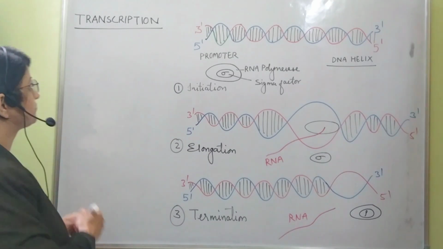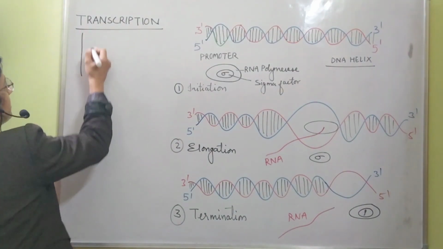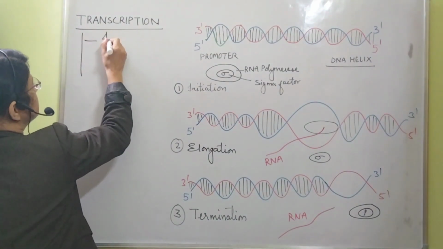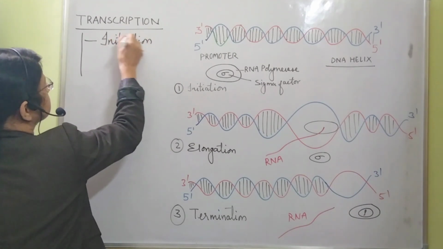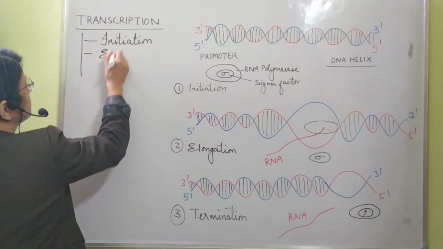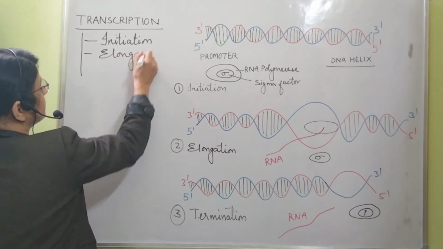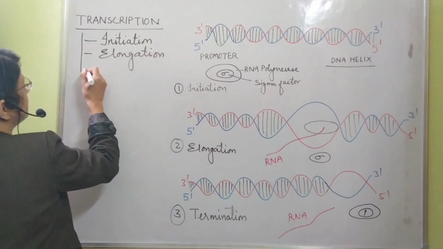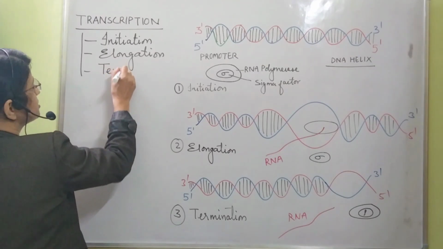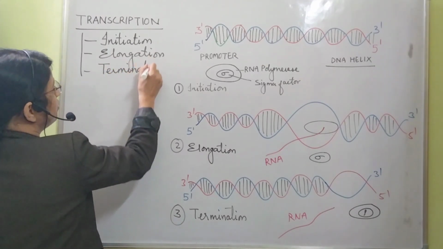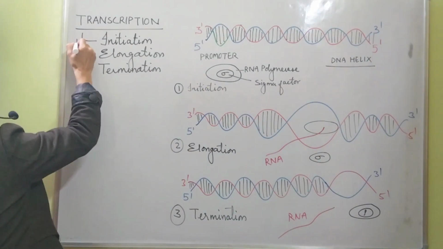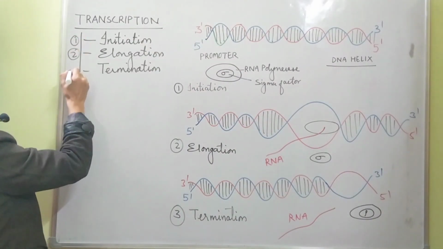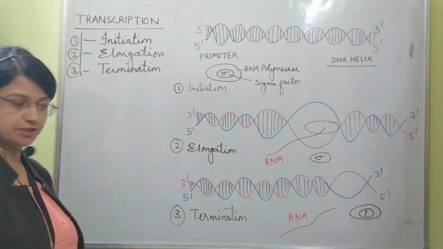So the three important steps are: first is initiation, second is elongation, and the third one is termination. So the three important steps of transcription are initiation, elongation, and termination.